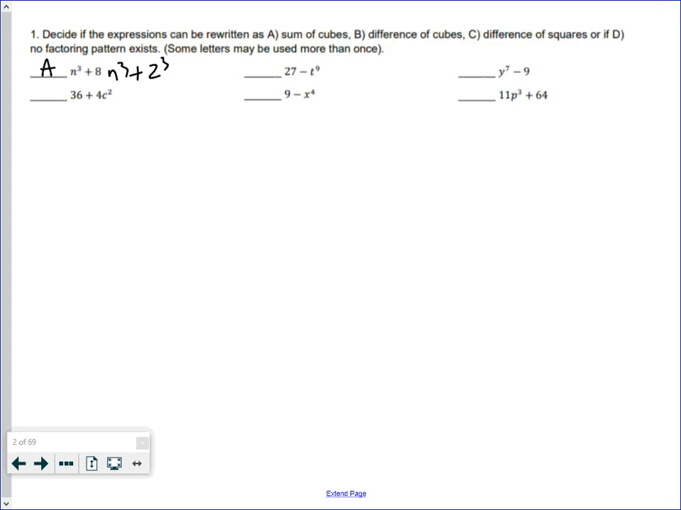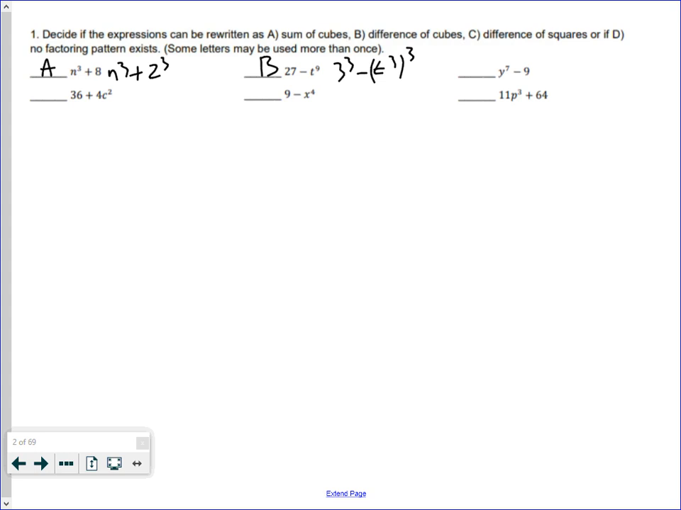Next, we have 27 minus t to the 9th power. That's B, a difference of cubes. And that's because we can rewrite this as 3 to the 3rd minus t to the 3rd, all to the 3rd. So t to the 3rd, all to the 3rd, that's still a cube. A cube of t to the 3rd. It's a little confusing to think of it, but it is still a cube. So that's why it's a difference of cubes. You're taking the actual difference between two different cubes.